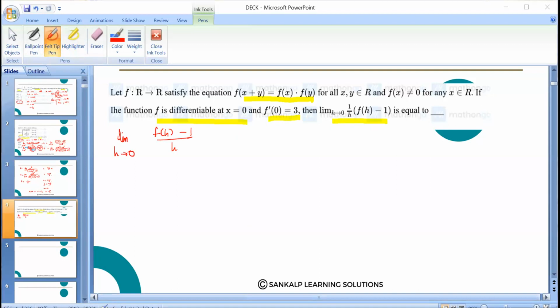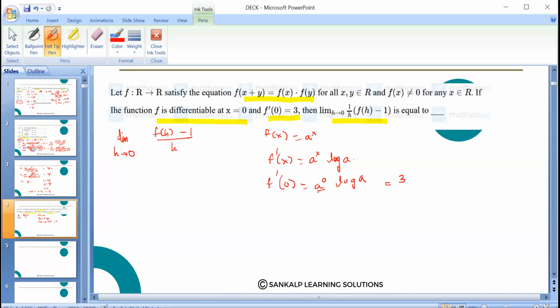So basically, we have to select the function. Let us take f of x as a power x. Then the derivative of this will be a power x log of a. Now f dash of 0 is a power 0 log of a, but it is given as 3. A power 0 is 1, so log of a is 3, or a is e power 3. That means the function f of x we have taken is e power 3x.